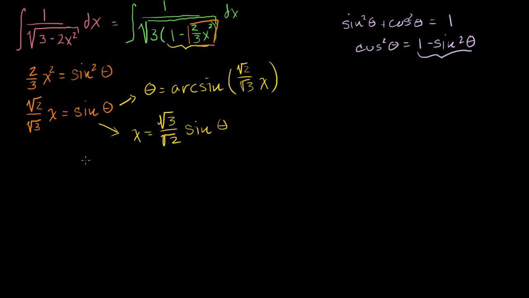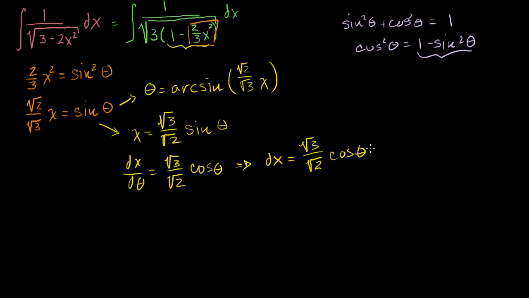So what's dx with respect to d theta? The derivative of x with respect to theta is equal to square root of 3 over square root of 2 times the derivative of this with respect to theta, which is just cosine of theta. And if we want to write this in terms of dx, we could just write that dx is equal to square root of 3 over the square root of 2 cosine of theta d theta.